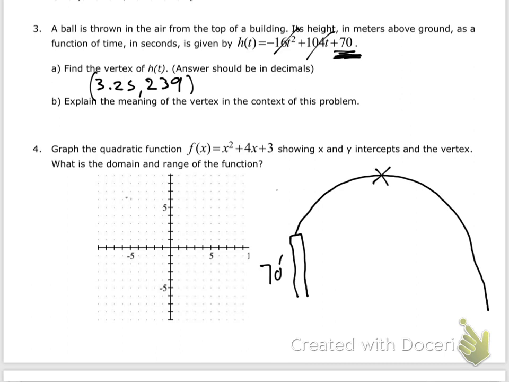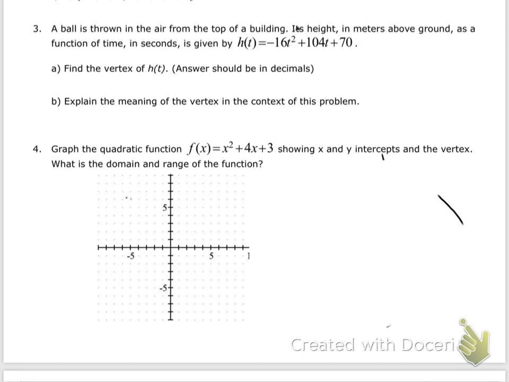So, we're looking for the vertex. It's a maximum. Well, this happens after 3.25 seconds. So the height of the ball is 239 feet after 3.25 seconds. Okay, and I'm looking for something like that for B. Explain the meaning. Okay, the height of the ball after a certain amount of seconds. Right, let's move on to the next problem.